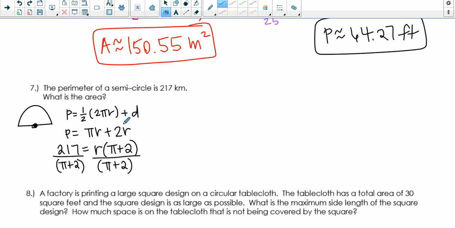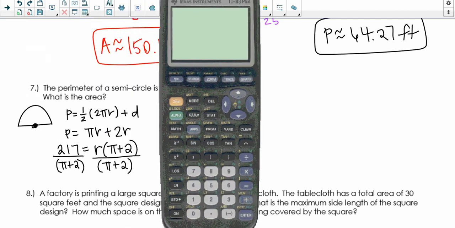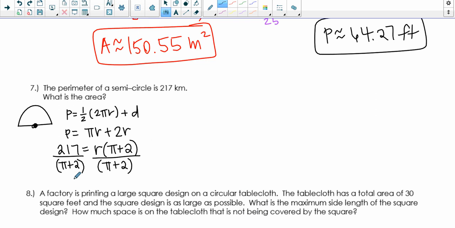Like, if you're looking up here at this second step and thinking, oh, I'm going to subtract something over or whatever, that's fine, but you're just going to bring it back over. You have to get the r's on the same side so that you can factor it out to essentially isolate it and then divide. Now, when you put this in your calculator, again, be really careful how you do that. So I'm going to do 217 divided by parentheses, pi plus 2. And so your radius is 42.20.